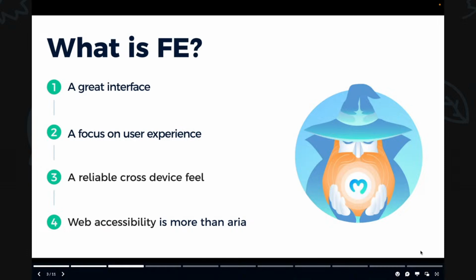Also, imagine that I'm not using your application on my computer. Imagine I'm accessing it via a smart TV. You want to make sure that you have the same reliable cross-device feel for everything. And importantly as well, number 4, web accessibility. This means a lot of things we're going to step into in a second, but it's a little bit more than adding a few ARIA tags, which is what I'm commonly told when I ask people.